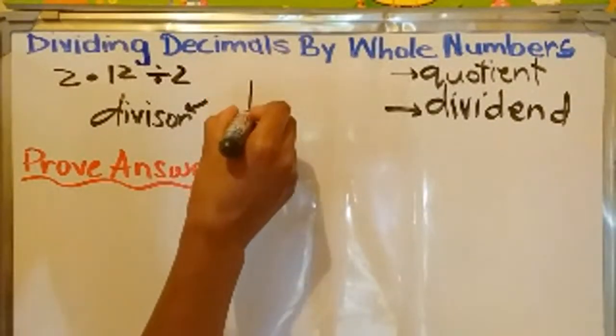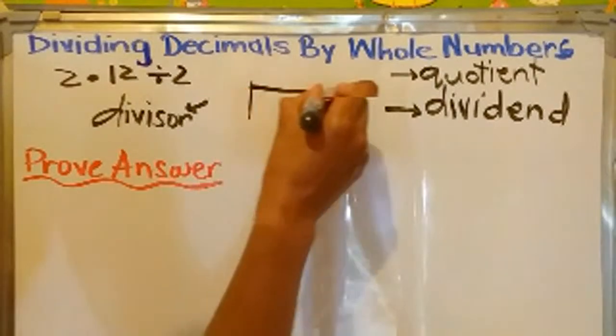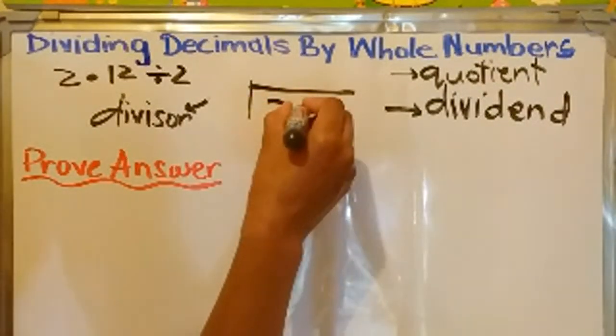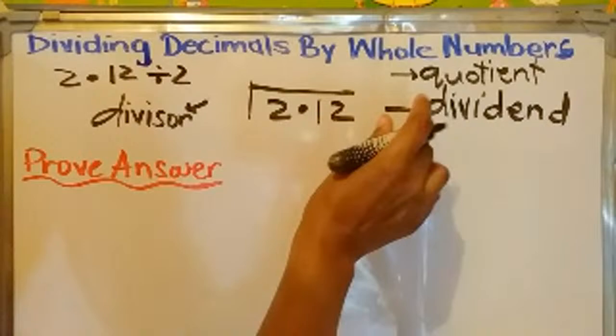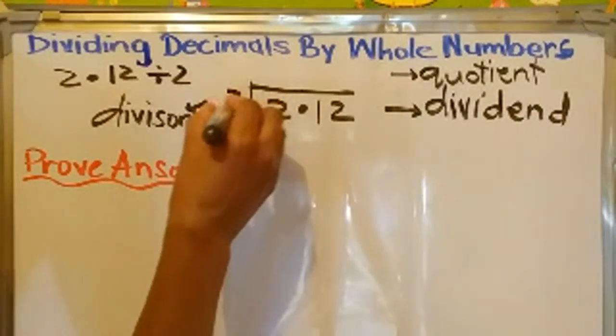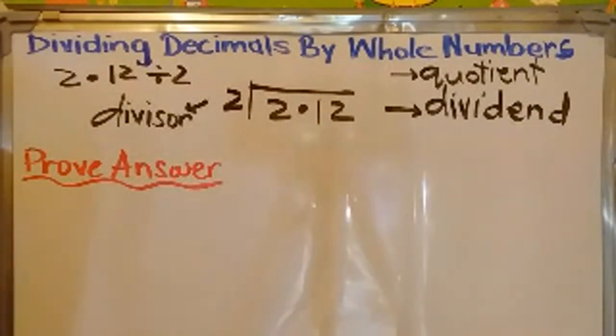Remember, you have to first set your problem out. And of course, 2.12 is known as your dividend, and 2 is known as your divisor. All right, so let's go ahead and work the problem out.